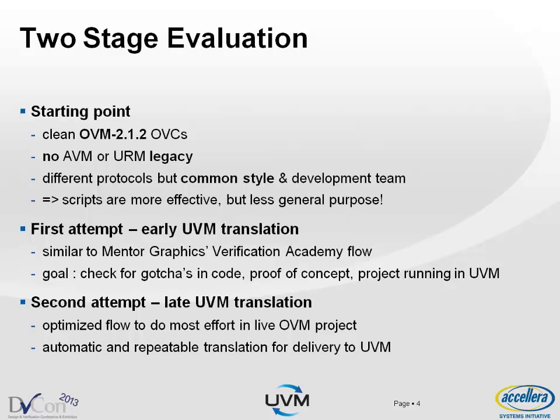We have absolutely no legacy. These OVCs in this case were constructed from scratch. In addition, it was the same team that did most of this, or if it wasn't these guys, they generated coding guidelines to help the other guys generate the OVCs. Now this is important because I think this makes it easier, right? It's maybe the other extreme from the earlier presentation on translation. In our case, our scripts end up being really effective because we have a family of clean OVM 2.1.2 OVCs, but they're less general purpose. If you've got some AVM legacy in there, it won't get automatically converted, for instance.